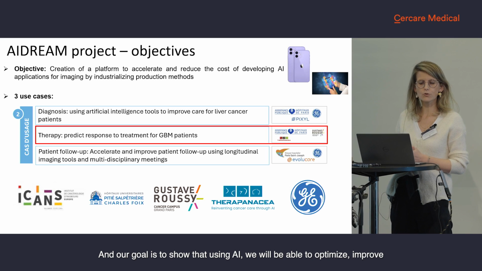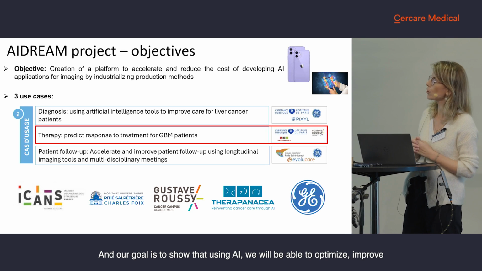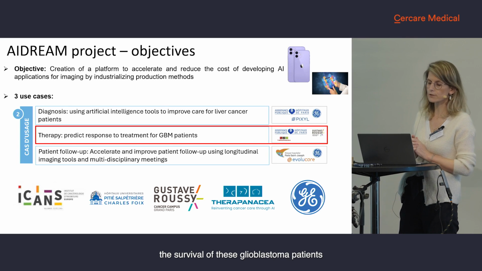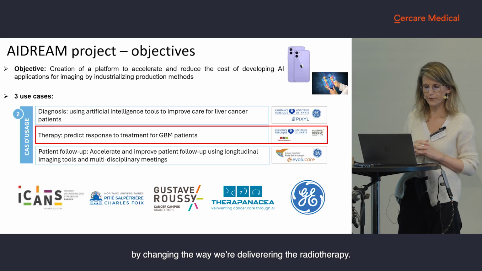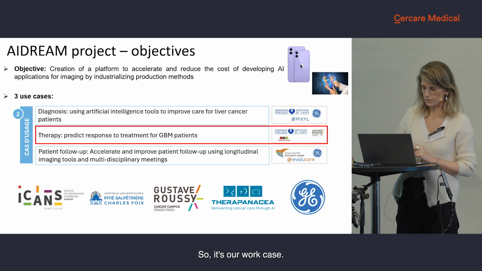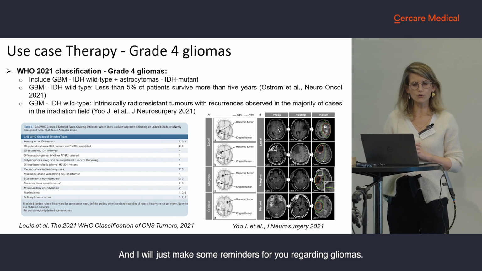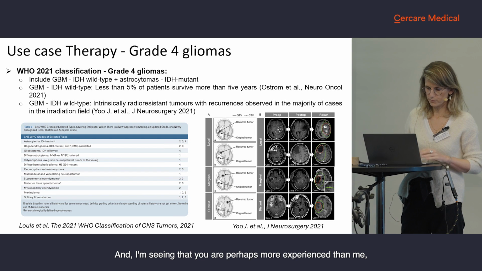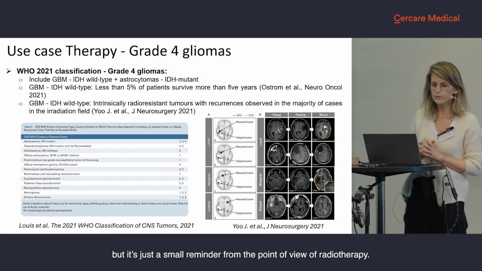And our goal is to show that using AI, we will be able to optimize, improve the survival of glioblastoma patients by changing the way we are delivering the radiotherapy. So it's our work case. And I will just make some reminders for you regarding gliomas. And I'm thinking that you are perhaps better expert than me. But it's just some small reminder from the radiotherapy point of view.